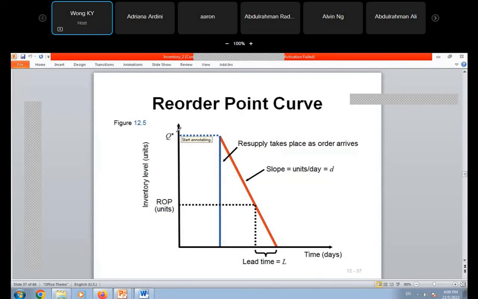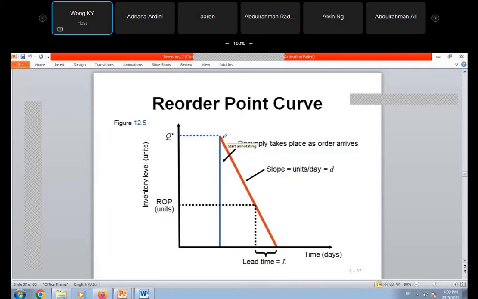So imagine at the start, we start from here, we have nothing and the order is received. Let's say from the start, we receive an order from the supplier. When we receive the order, our stock level will go up until the order quantity level, because this is what we order, right? So we are at Q star now. As time passes, the inventory will be used up, will be consumed. So it means the inventory level will decline.